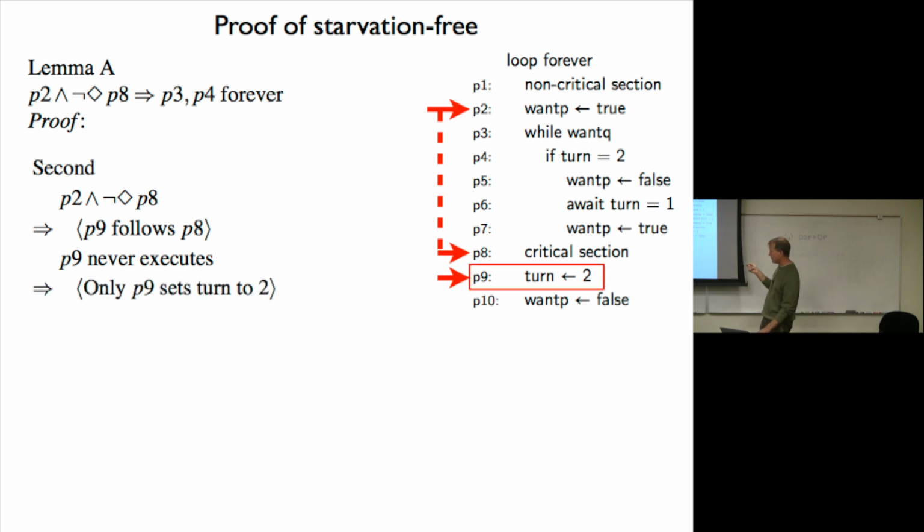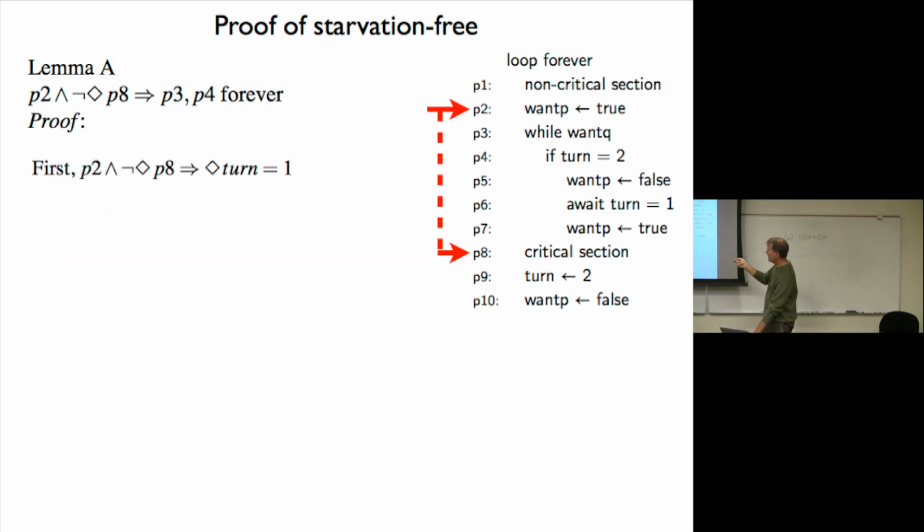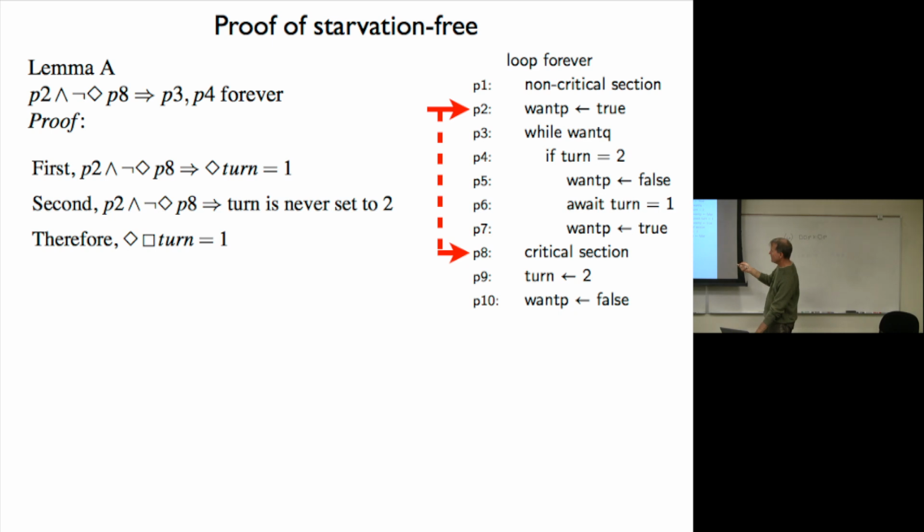But what is P9? Only P9 sets turn to 2, right? So therefore, turn is never set to 2. So what do we have? First, P2 and not eventually P8 implies turn equals 1. Second, P2 and not P8 implies turn is never set to 2. Therefore, what do we have? Eventually always turn equals 1, which is what we were trying to prove. If these loop forever, eventually always turn equals 1.